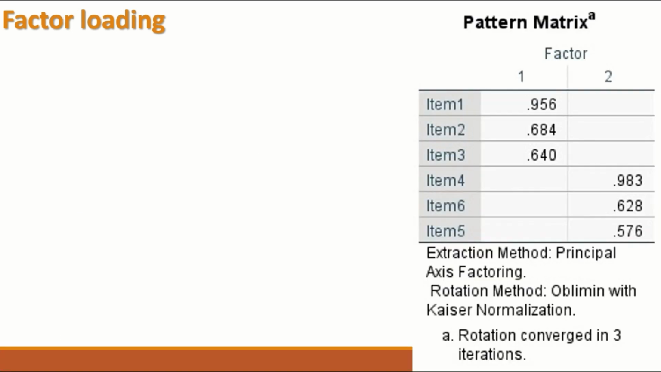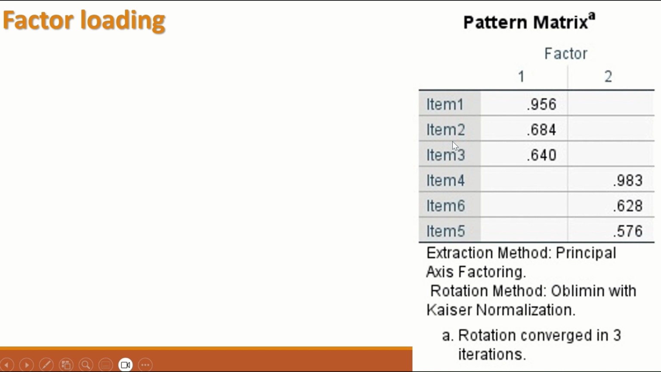In the next slide, a table is extracted from an output performing EFA, exploratory factor analysis, with the rotation method Oblimin, and a pattern matrix is generated as shown here. There are 6 items, item 1 to item 6, and there are 2 factors that are extracted based on this method, factor 1 and factor 2.